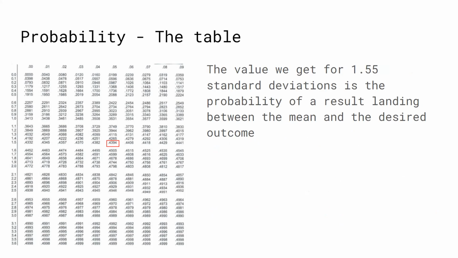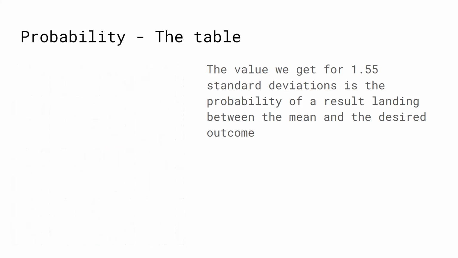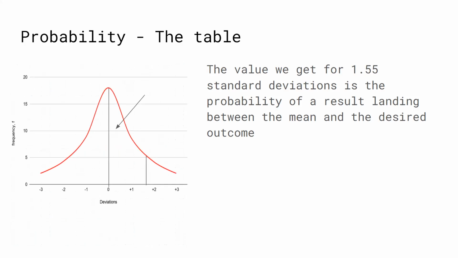So the value we get for 1.55 standard deviations is the probability of it landing between the mean value and the desired outcome, going in a positive direction. And it's symmetrical, so it would be the same for negative as well. But here we've got 0.4394. So the probability of something being at 1.55 standard deviations is 0.4394. So we're looking at this bit here where the arrow is pointing on this graph.